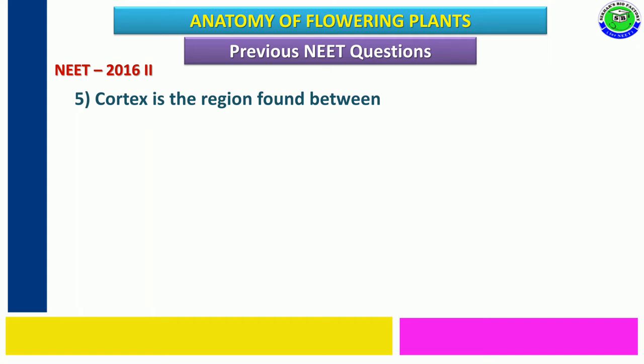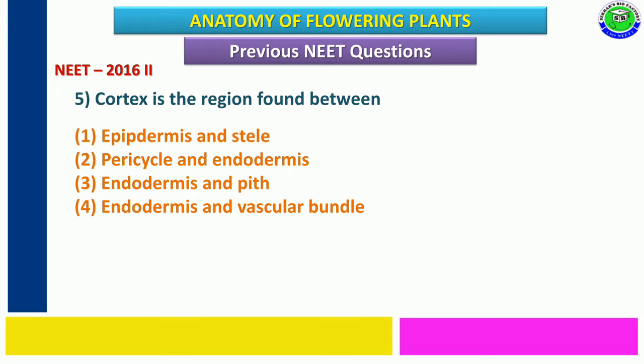Question number 5. Cortex is the region found between first option epidermis and stele, second option pericycle and endodermis, third option endodermis and pith, fourth option endodermis and vascular bundle. The correct answer is first option. The cortex is the portion present in between epidermis and stele.